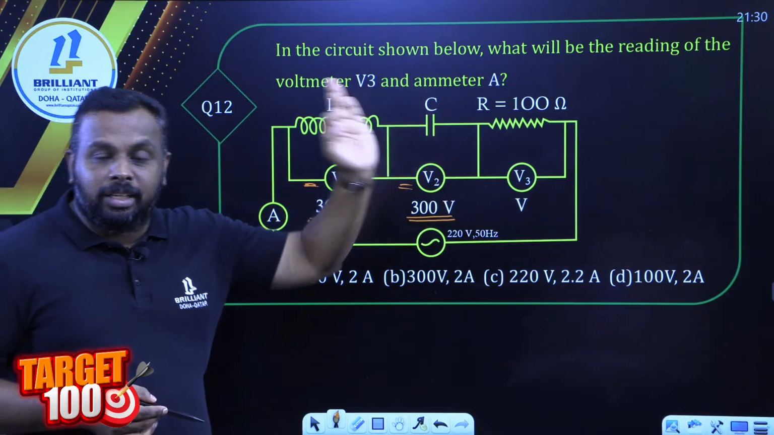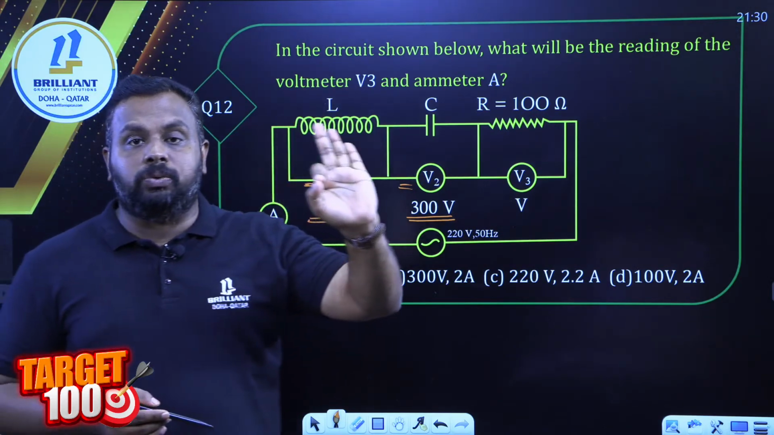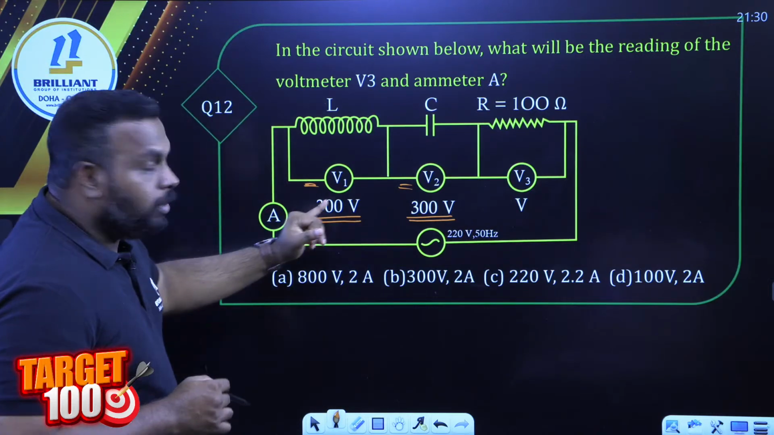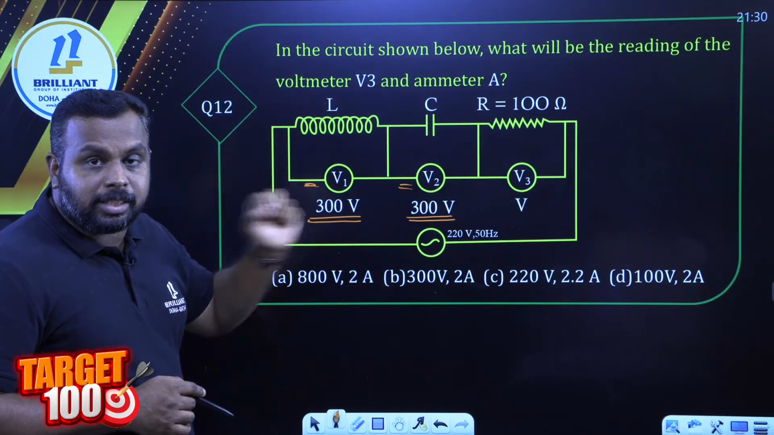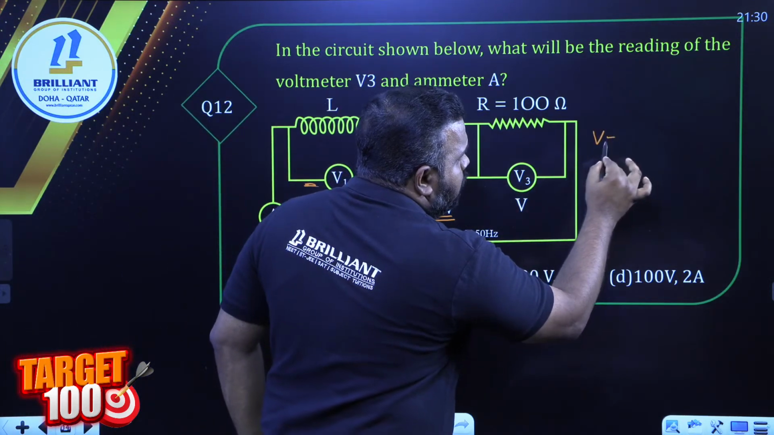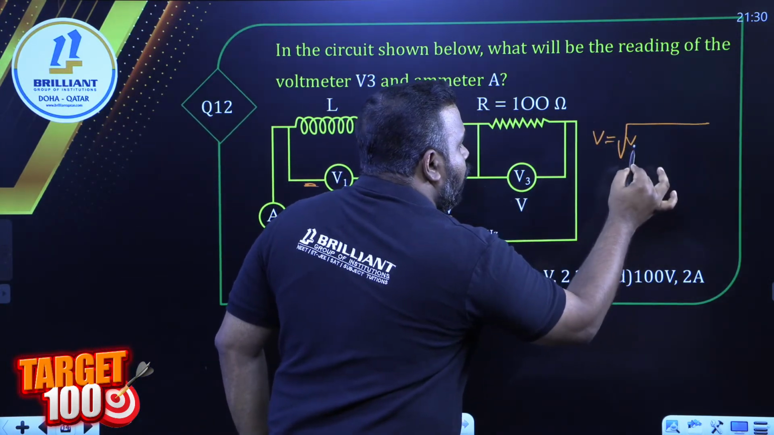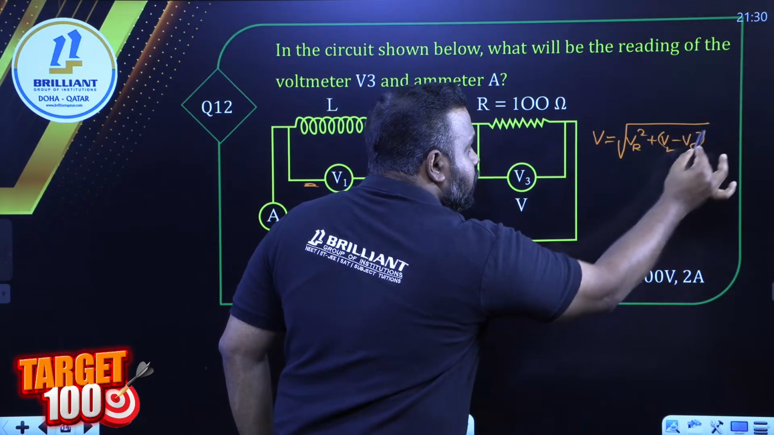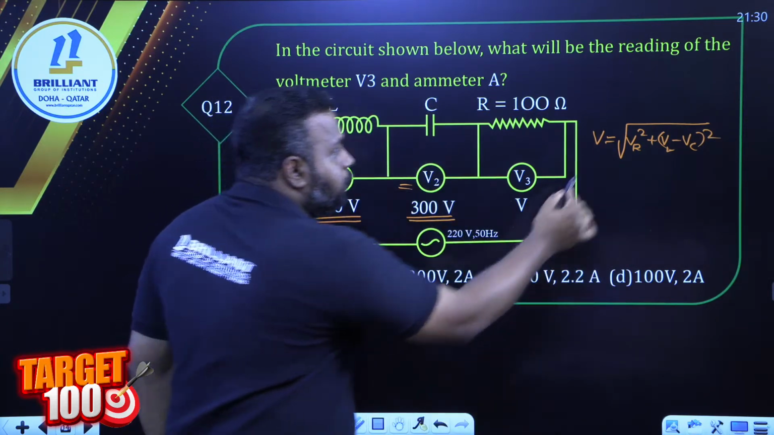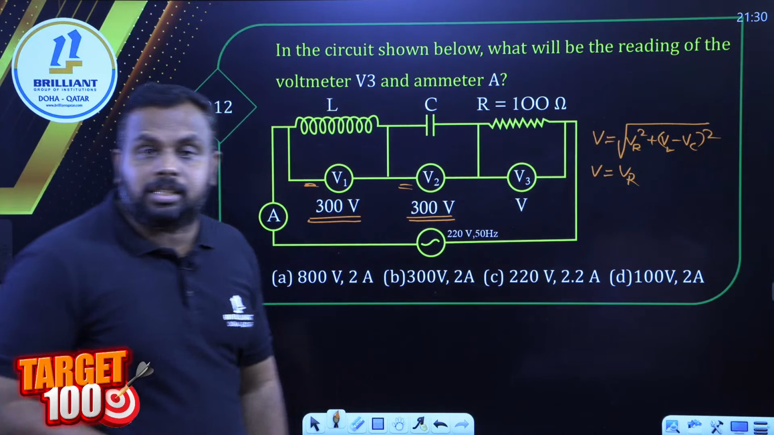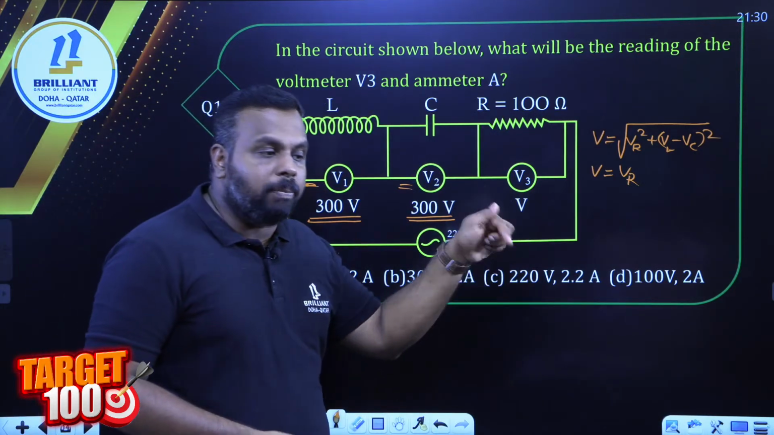My dear students, if VL is equal to VC, it is nothing but the resonance condition, isn't it? So at resonance condition, what is the formula for voltage? V is equal to root of VR square plus (VL minus VC) the whole square. Since VL is equal to VC, we get V equal to VR. So voltage across the resistor is nothing but V, the applied voltage.